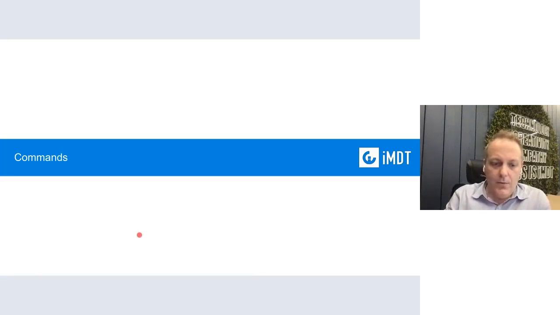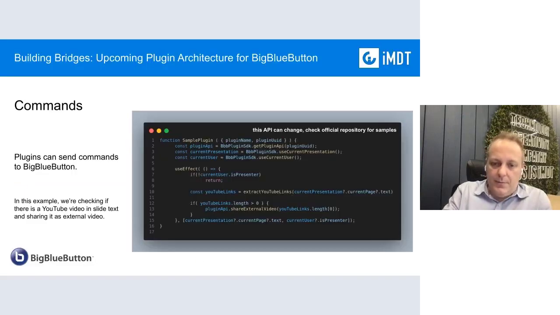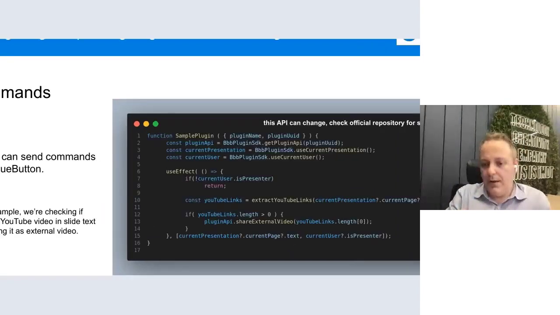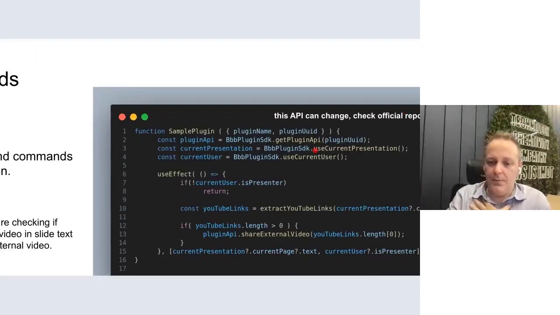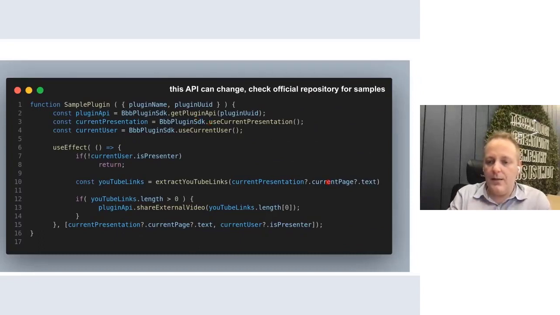But we also provide you some commands. Let me show you an example. So here we are providing a way for the plugin. In this example, we are monitoring use current presentation, that's the real-time data consumption. And we are telling, okay, every time that the current page text changes or the isPresenter of the current user changes, you execute this function.